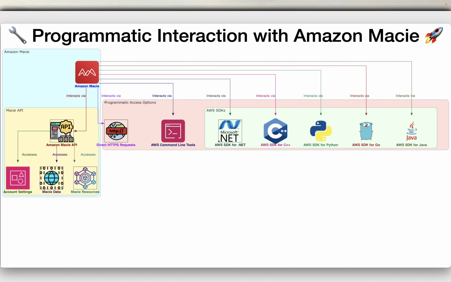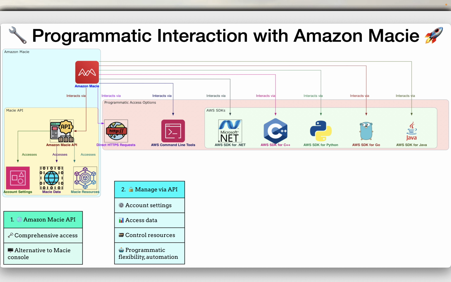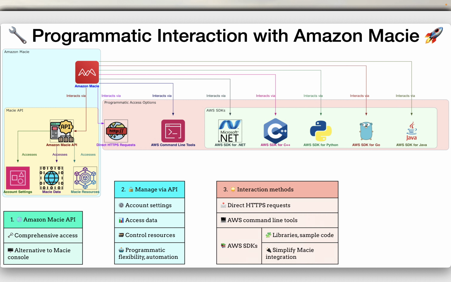Okay, next is programmatic access or interaction with Amazon Macie. In addition to the Macie console, users can interact with Macie using the Amazon Macie API, which provides comprehensive programmatic access to Macie features. The Macie API allows users to manage their Macie account settings, access data, and control resources programmatically, offering flexibility and automation. There are multiple ways to interact programmatically. First, users can send HTTPS requests directly to Macie.